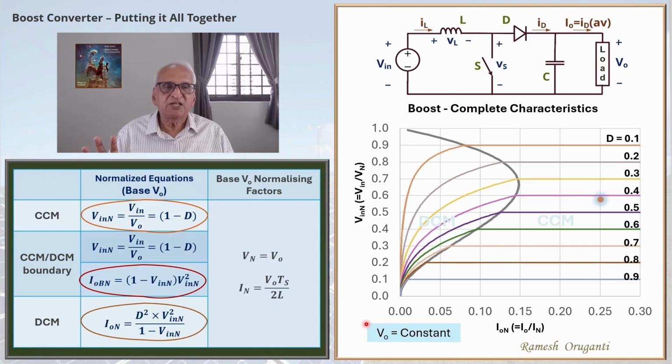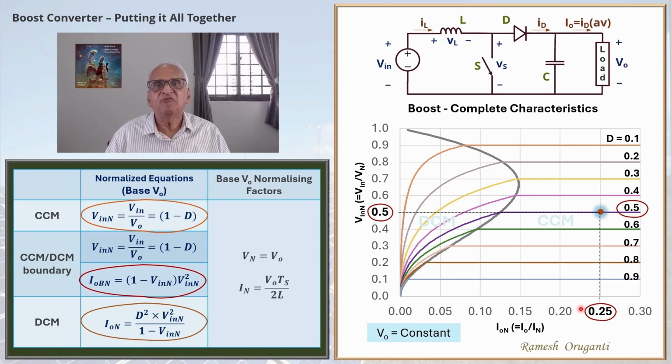Now consider one operating point here. Here the duty cycle is 0.5. V in N is 0.5. That means the input voltage is 50% of the output voltage. If the output voltage is 100 volts, the input voltage is 50 volts. This operating point corresponds to an ION value of 0.25. That means the output current is 25% of the IN value, where IN value is V0 TS by 2L.